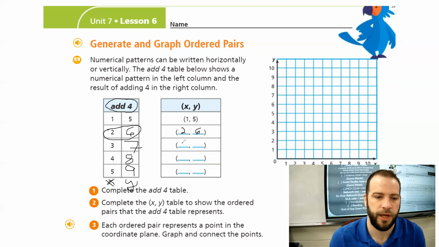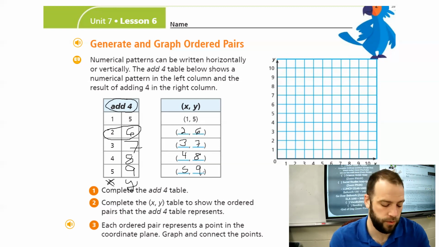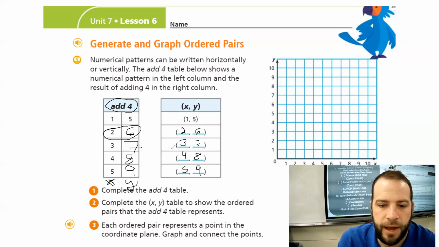Here we have 3. When 3 goes in, 7 comes out. When 4 goes into the rule, 8 comes out of the rule. When 5 goes into the rule, 9 comes out of the rule. Now we got to plot this.